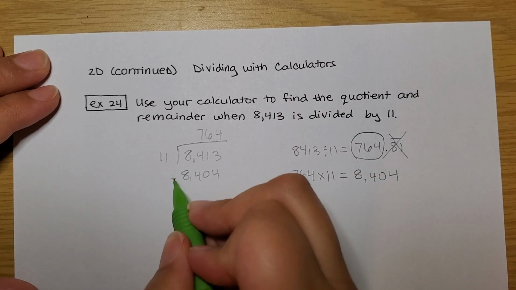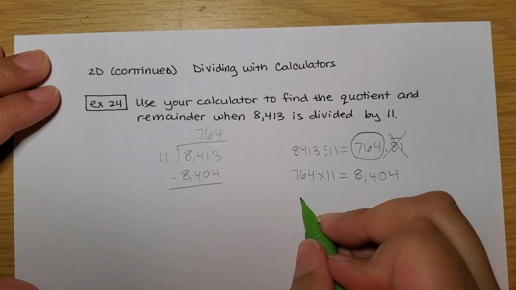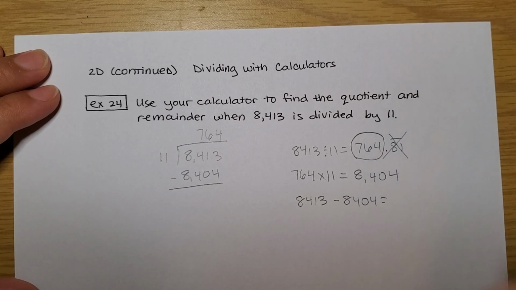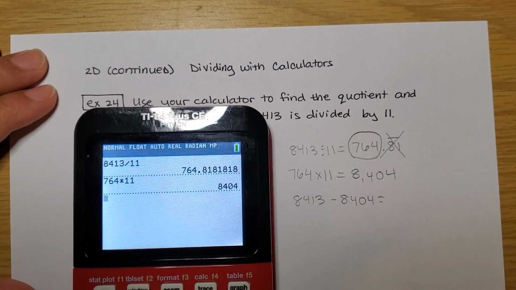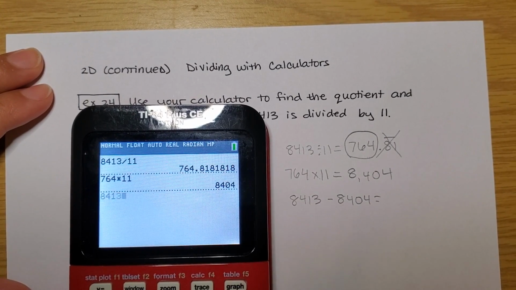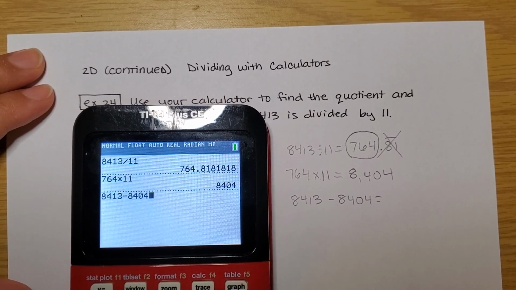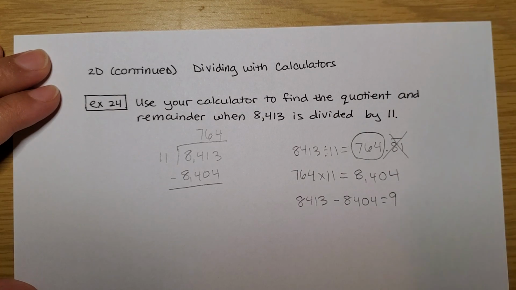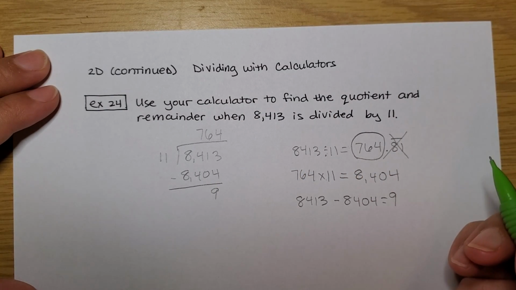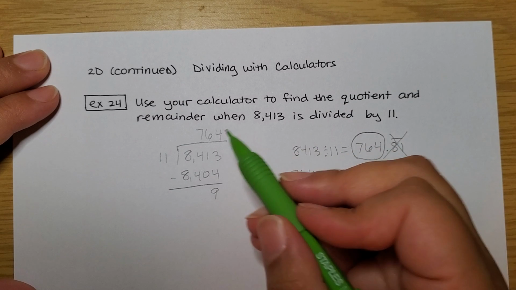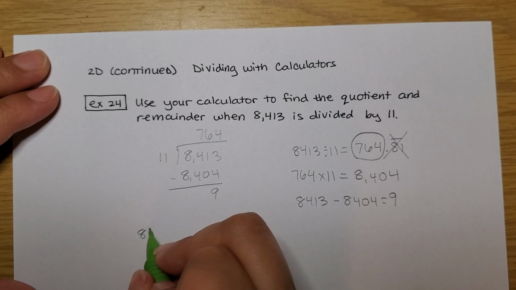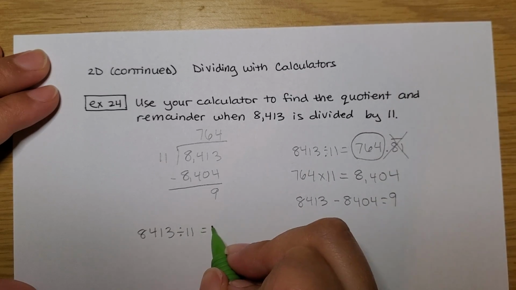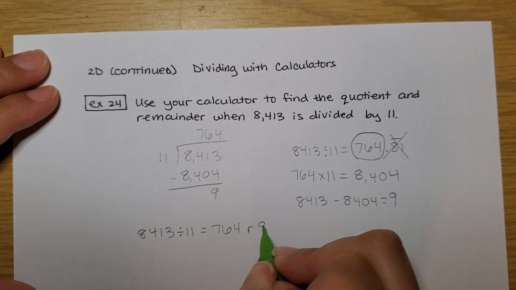Now we have to do the subtraction. So I'm going to do 8413 minus 8404. Bring my calculator back here. 8413 minus 8404, and that gives me 9. So that will be my remainder. So 8413 divided by 11 is 764 with a remainder of 9.